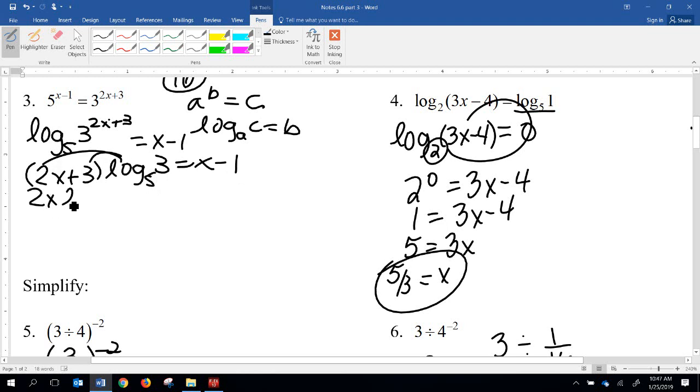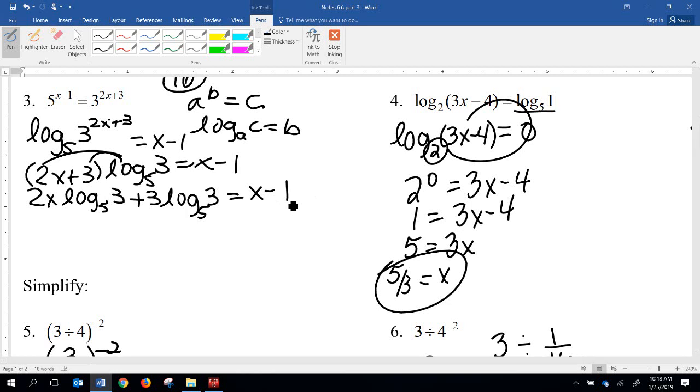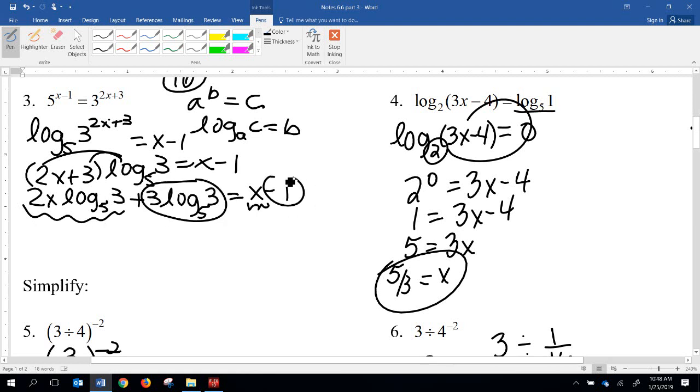I have to distribute this through. So I have 2x log base 5 of 3 plus 3 log base 5 of 3 equals x minus 1. All right, so what I want to do now is I have to get all the x's on the same side. So these two have x's, and these two do not have x's. So everything with x's has to be on the same side. So I'm going to have 2x log base 5 of 3 minus x equals negative 1 minus 3 log base 5 of 3.